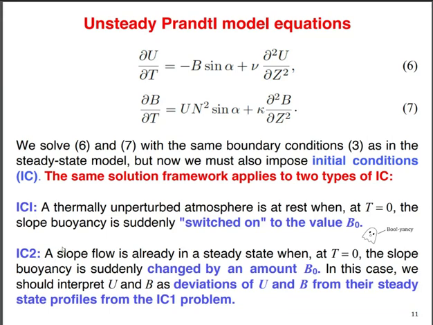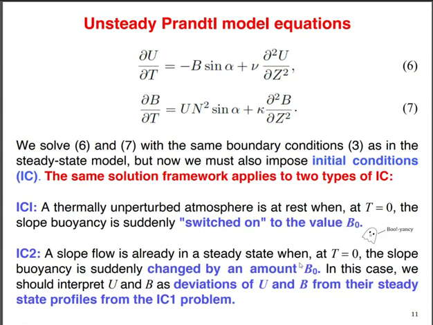Initial condition 2, in this case, you already have a well-developed thermally induced flow. You already have a Prandtl-like flow going on, whether it's katabatic or anabatic. And we assume that that's in a steady state. Then all of a sudden, that slope buoyancy changes. Maybe the sun disappears behind a cloud deck, something like that. Okay. In that case, we're going to let B naught represent the change in the slope buoyancy. It's not the slope buoyancy, it's the change in the slope buoyancy.